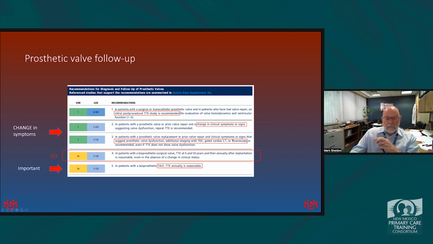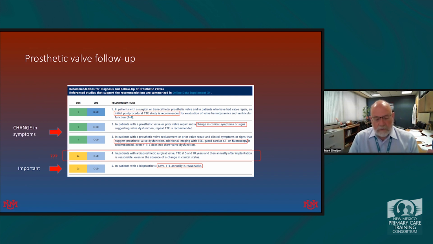They're talking about here, if it's equivocal, then there are other things that you can use like TEE, sometimes gated cardiac CT or fluoroscopy can be used to see the valve leaflet, particularly mechanical opening. The question mark I have here is they actually say TTE only 5 to 10 years after their first year or so. We go a little bit more aggressive than that, would say that probably at least every 3 years, these patients need a transthoracic to make sure that their bioprosthetic valve is functioning well.